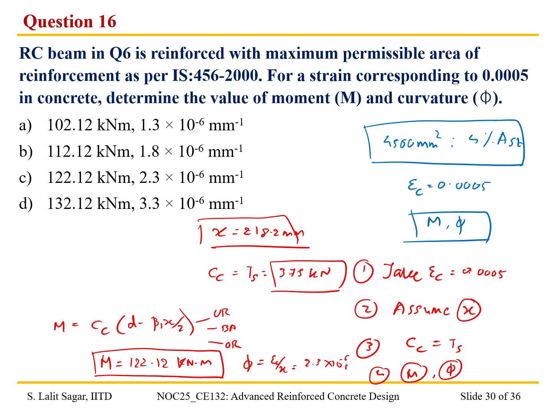Again, I request all the participants to verify these calculations when they are seeing the recording and let me know if there are any doubts so that we can discuss that in the upcoming sessions. Okay. So we can see that for the values of m and phi, option C is the correct answer.